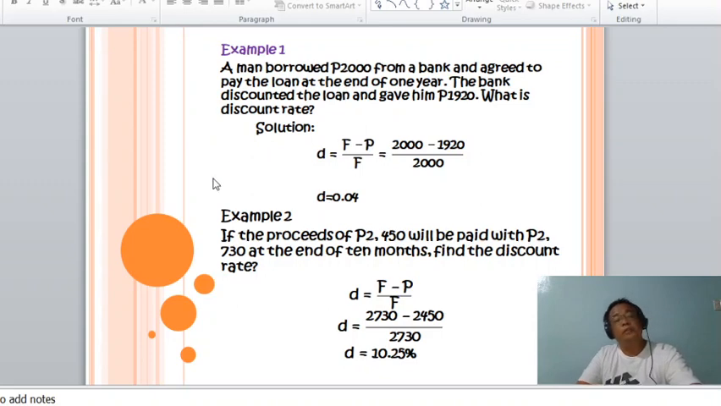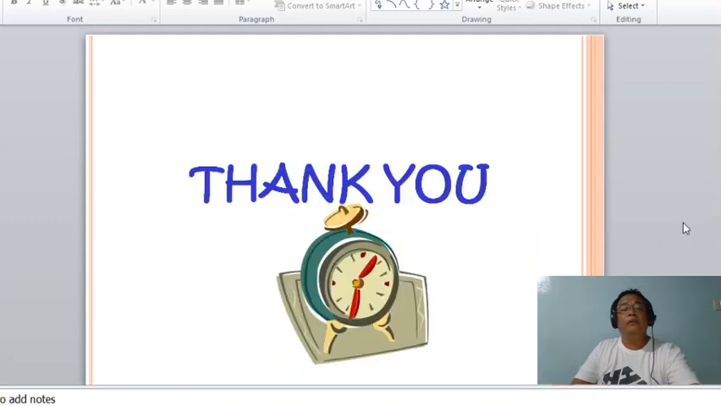Another example, example 2. If the proceeds of 2,450 will be paid with 2,730 at the end of 10 months, find the discount rate. Okay? Again, same formula. Rate of discount is 2,730 minus 2,450 divided by 2,730. The rate of discount now is 10.25%. Thank you very much.